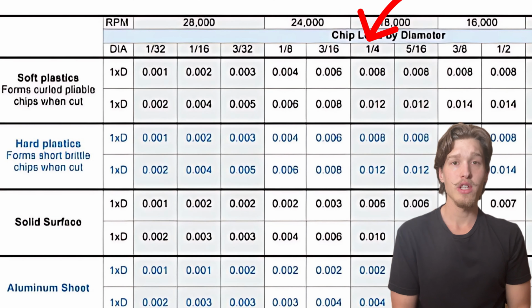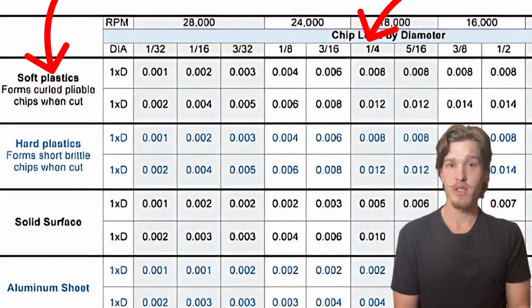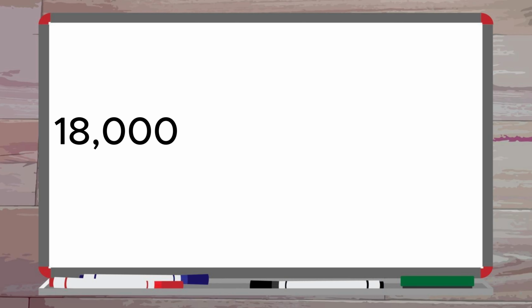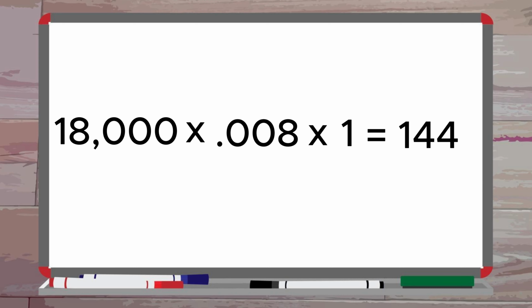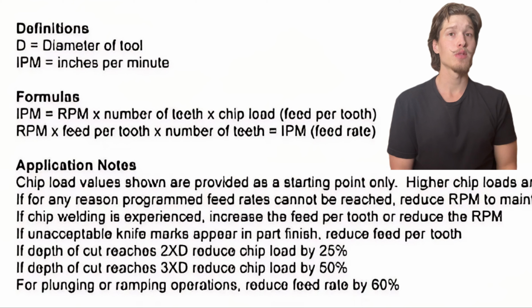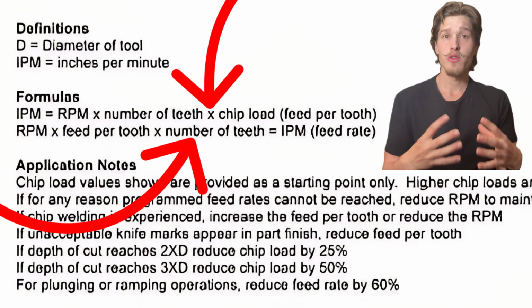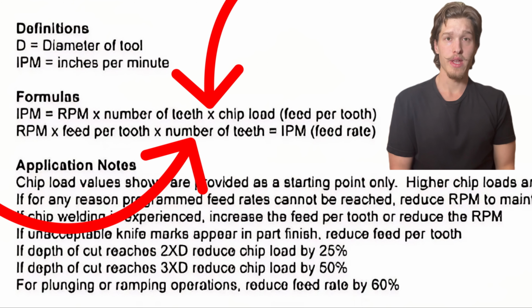Let's use the 1/4 inch diameter in soft plastic for example. Now let's see how it looks on the whiteboard. 18,000 RPM times 8 thousandths times the number of teeth. And since this is a single flute bit, that number would be 1. This results in a feed rate of 144 inches per minute. We show this formula expressed in 2 different ways, so simply use the one you're most comfortable with.